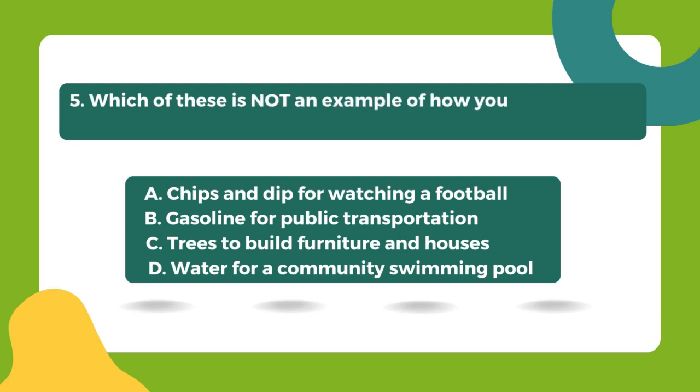Five. Which of these is not an example of how your community uses natural resources? A. Chips and dip for watching a football game. B. Gasoline for public transportation. C. Trees to build furniture and houses. Or D. Water for a community swimming pool.